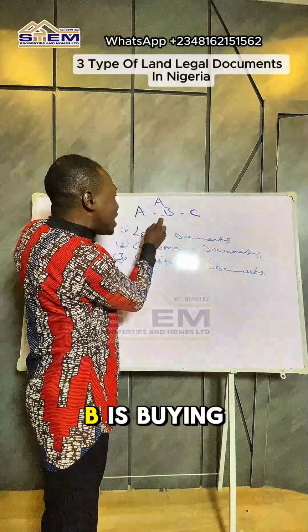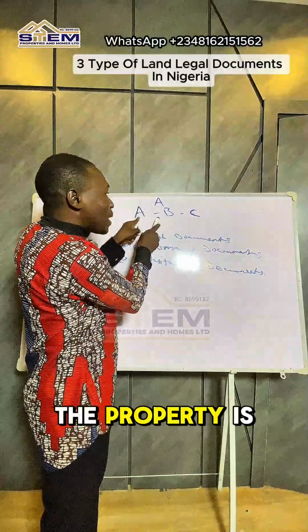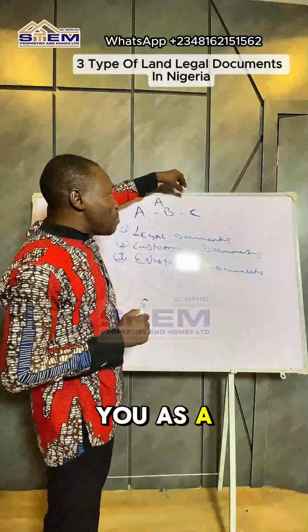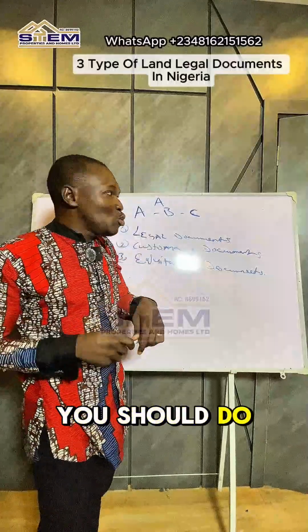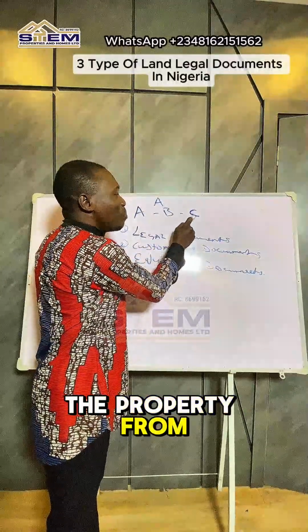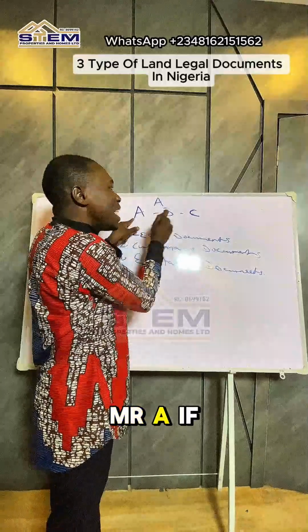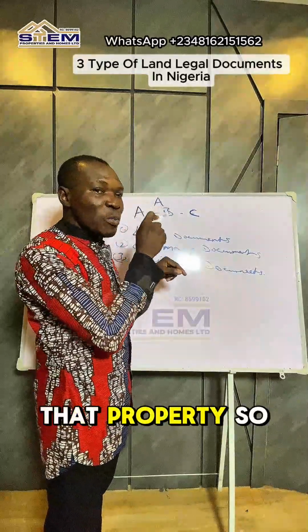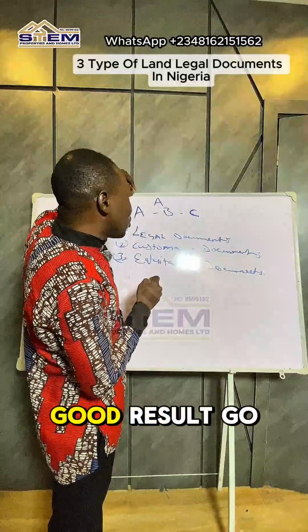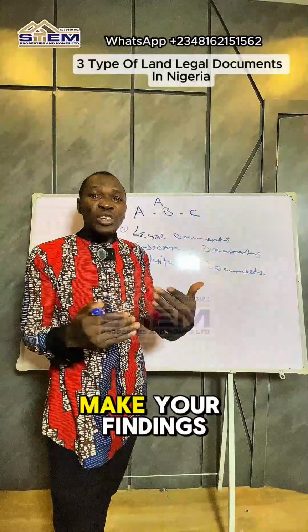If Mr. B is buying from Mr. A, the property is still intact. You as Mr. C, if you want to buy from Mr. B, the first thing you should do is trace the property from Mr. B to Mr. A. If the property is not still intact here, then don't buy that property. So the best way to get a good result, go to AGIS, make your findings.